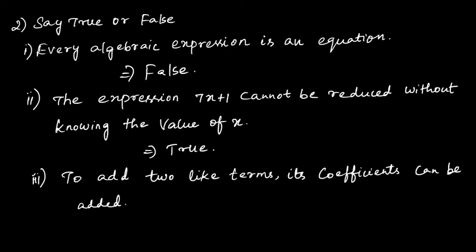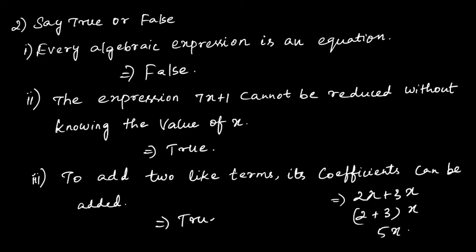Third question, to add two like terms, its coefficients can be added. For example, if you are adding 2x plus 3x, here the coefficient of x are 2 and 3. So 2 plus 3 of x, 5x. So to add two like terms, we are actually adding the coefficients. So the given statement is true.